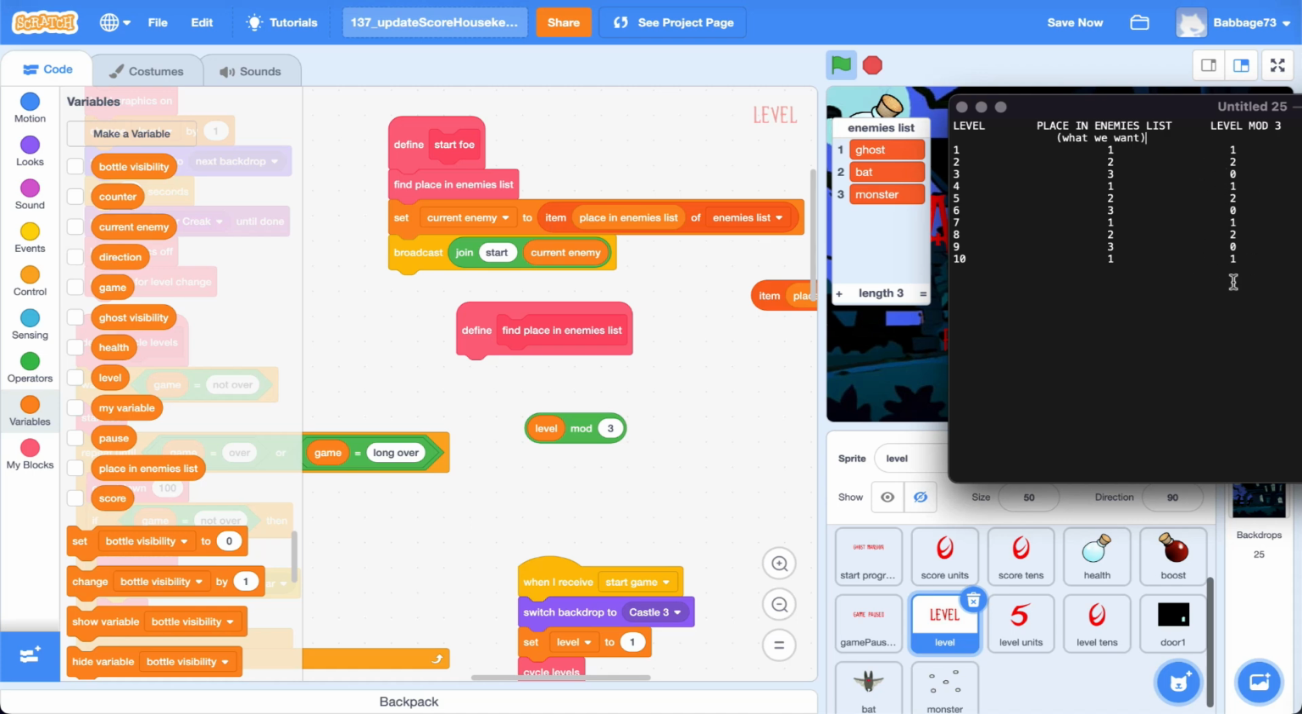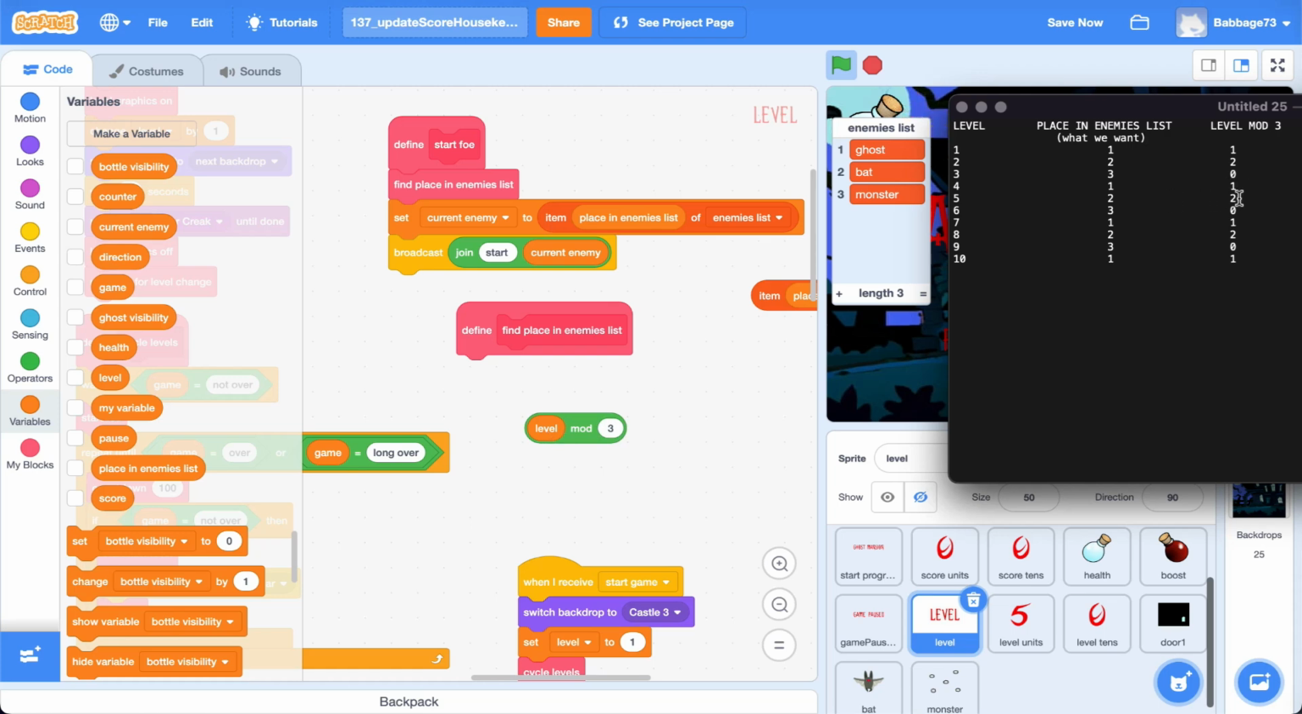Let's make sure we understand why it gives us this pattern. So at level 1 mod 3, well, 0 3s are 0, remainder 1. So it gives us 1. At level 2 mod 3, well, 2 divided by 3, 0 3s are 0, remainder 2. So it gives us 2. But at 3 mod 3, well, 3 does go into 3. It goes in 1 time, with a remainder of 0, so we get 0. Then we get to 4, and we have 4 mod 3. Well, 1 3 is 3, remainder 1. It gives us 1.